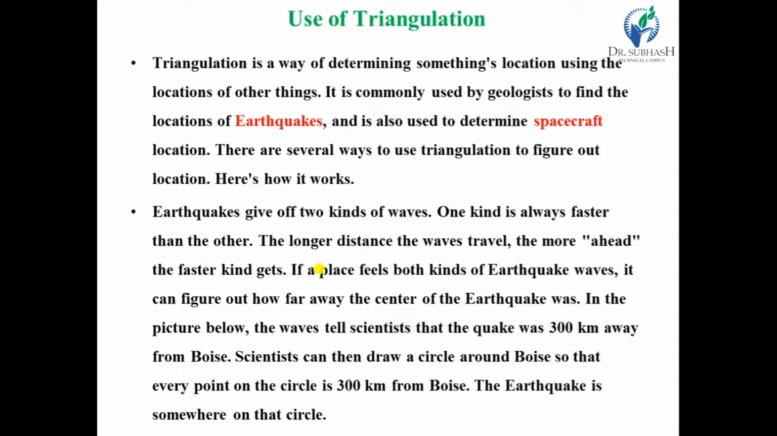Generally, an earthquake gives two kinds of waves. One kind is always faster than the other. So the longer the distance the waves travel, the more ahead the faster kind gets. If a place feels both kinds of earthquake waves, it can figure out how far away the center of the earthquake was. In the picture below, the waves tell scientists that the quake was 300 km away from Boise. Scientists can draw a circle around Boise so that every point of the circle is 300 km from Boise. The earthquake is somewhere on that circle.